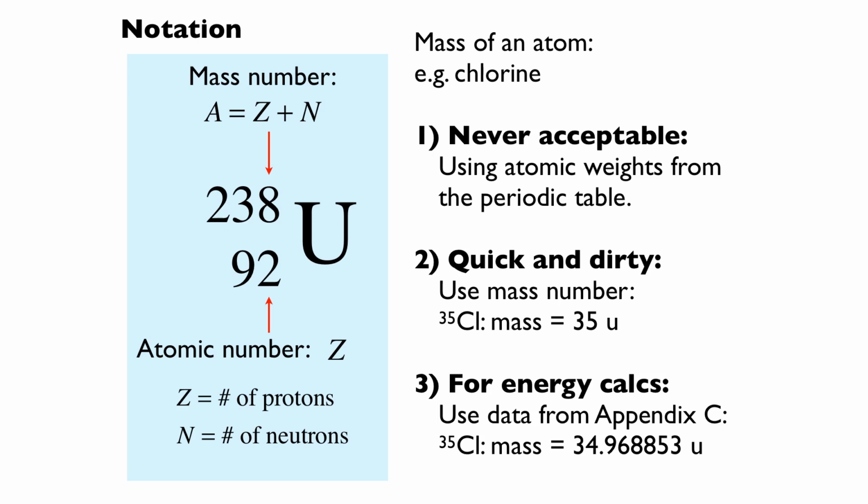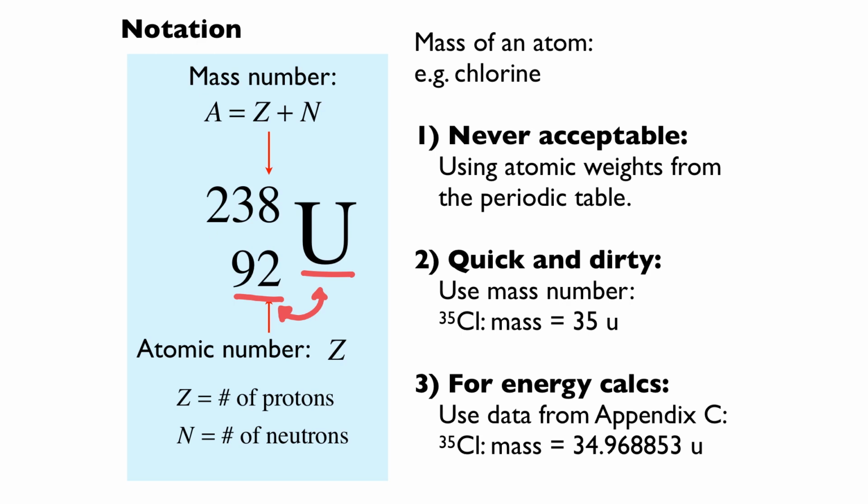So let's look at uranium-238. Now, uranium is element number 92. It's got 92 protons, 92 electrons. And we put the 92 down here, even though if you know it's uranium, you know it's atomic number 92. It's a little bit redundant, but it just helps us keep track of things. So we'll typically put that number there.